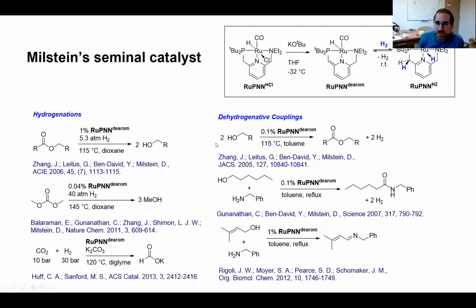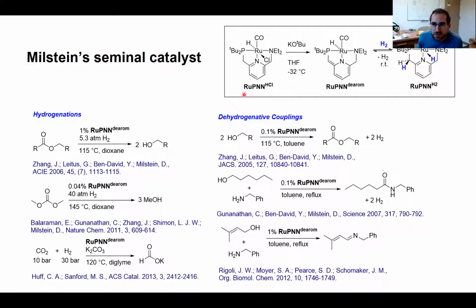So Milstein's catalyst is well known. I don't need to give it very much of an introduction, but to briefly explain it, this was reported first in 2005 as an active catalyst for the dehydrogenative coupling of alcohols to give esters, right here. And then in the intervening years, this complex, which is now commercially available from STREM, has been used for a wide variety of hydrogenative and dehydrogenative reactions of polar bonds, vastly expanding on the original substrate scope of the Noyori type catalysts for ketone and imine hydrogenation and related reactions.